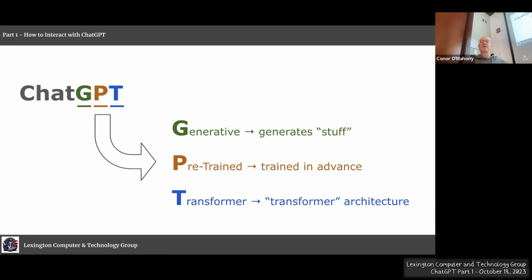And the T stands for transformer. It's based on the transformer architecture. We're going to deal with that in part three. We'll go into the transformer architecture in some pretty good detail. It was a development that really made all of this possible. So I'm looking forward to sharing more about that when we get to it.